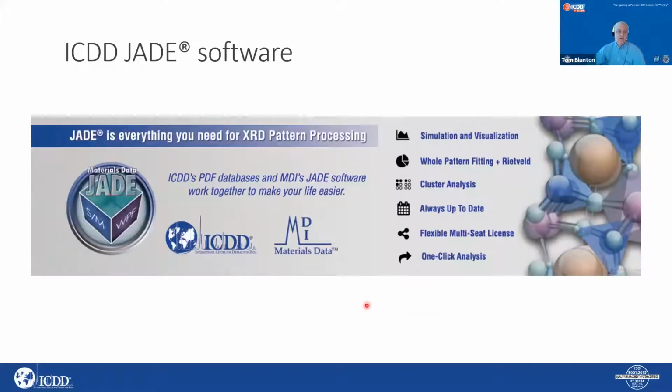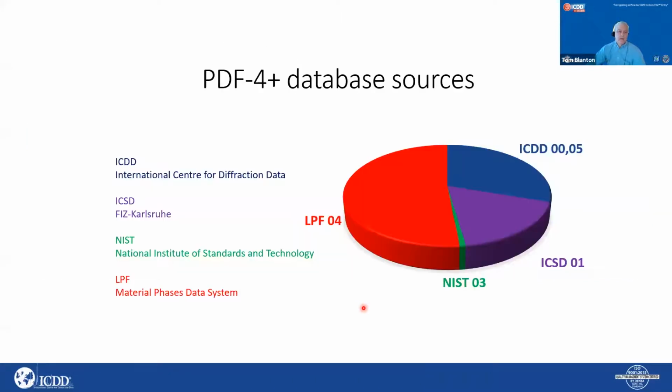In addition, our Jade software, when combined with the database, makes a very powerful tool for phase ID, quantitative analysis, and materials characterization. The PDF-4+ database, which will be the emphasis of today's presentation, is comprised of data from ICDD, both experimental and crystal structure data, including data from our Grant-in-Aid program. We have the Pearson's ICSD data in the PDF-4+ database. We have a selection of NIST data, and we have data from the Linus Pauling File, all of which comprise the PDF-4+ product.